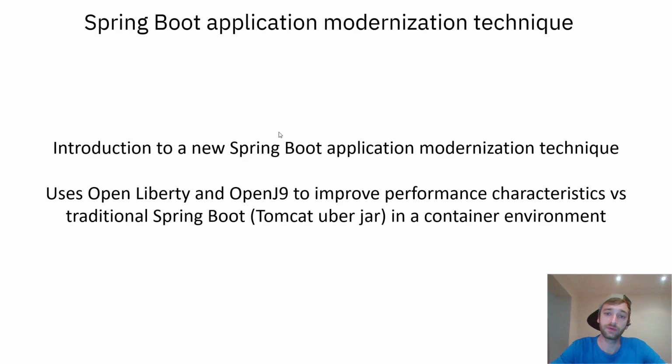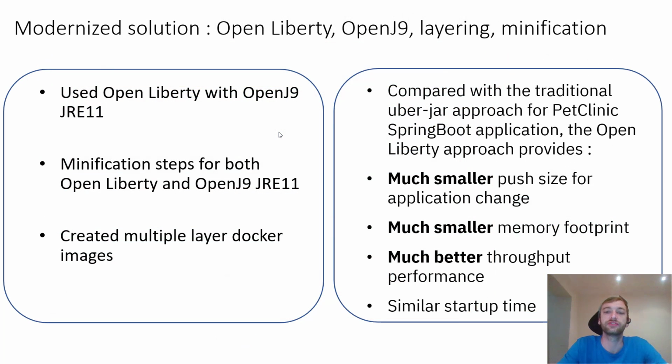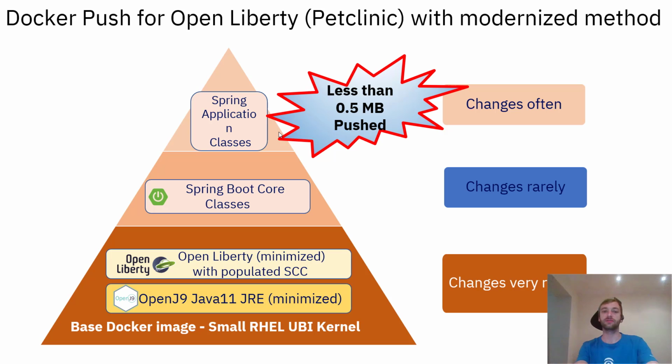We've also done a modernization technique for Spring Boot applications because we don't like fat jars, so we had to figure out a way to get around that. Essentially this is what you have. With your Uber jar, you generally have these top layers that are pushed every time, and they're quite hefty. You shouldn't have to do that. So the solution is to break that all apart. We've used OpenLiberty with OpenJ9 for this, and we've used minification steps to shrink down those layers and created more layers, Docker layer images. So this is what we've done now.